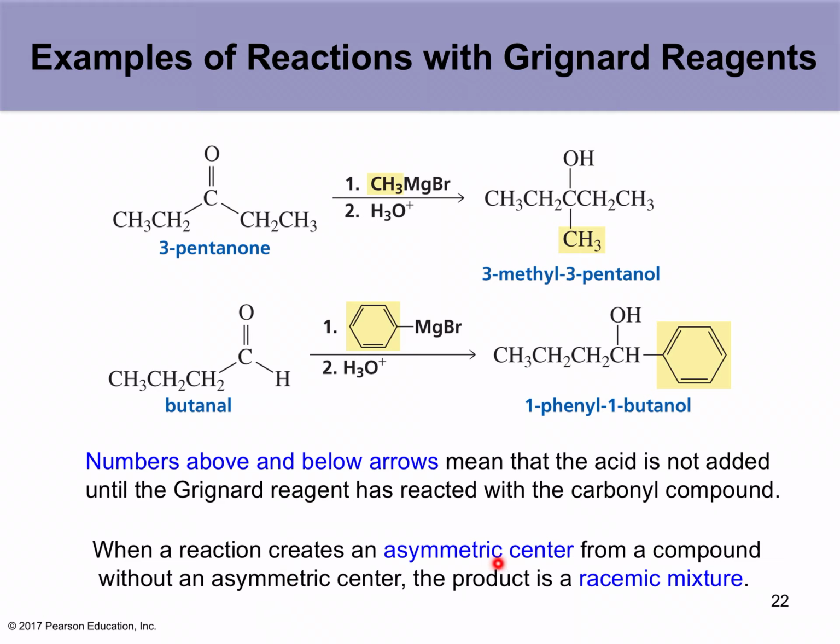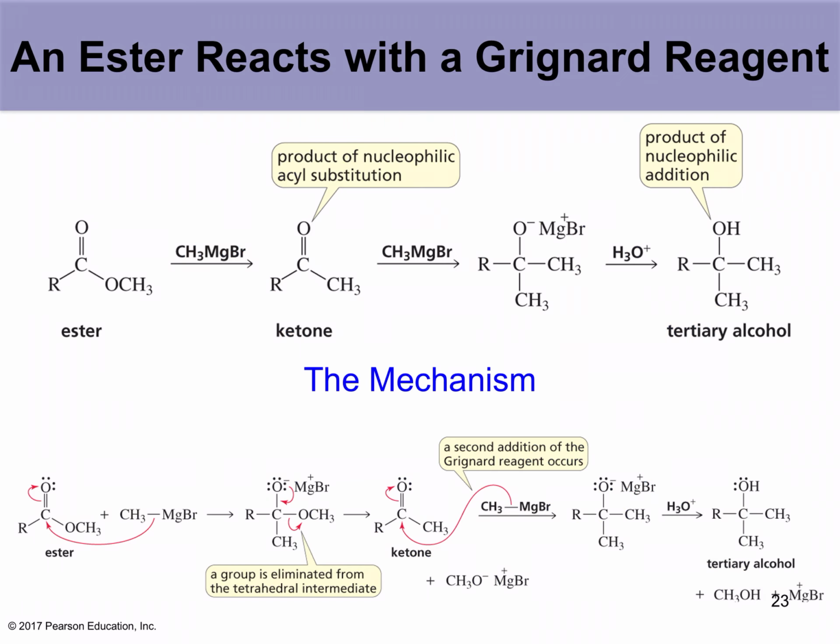When a reaction creates an asymmetric center from a compound without an asymmetric center, the product is a racemic mixture. Like for the second example, there is no asymmetric carbon. But this one we do have, a chiral center. This carbon has 4 different groups attached to it: OH group, propyl group, hydrogen, and a phenyl group. So this would come as a racemic mixture, meaning you will have a 50-50 mixture of R and S enantiomers. Okay, so that's how aldehydes and ketones react with Grignard reagents.